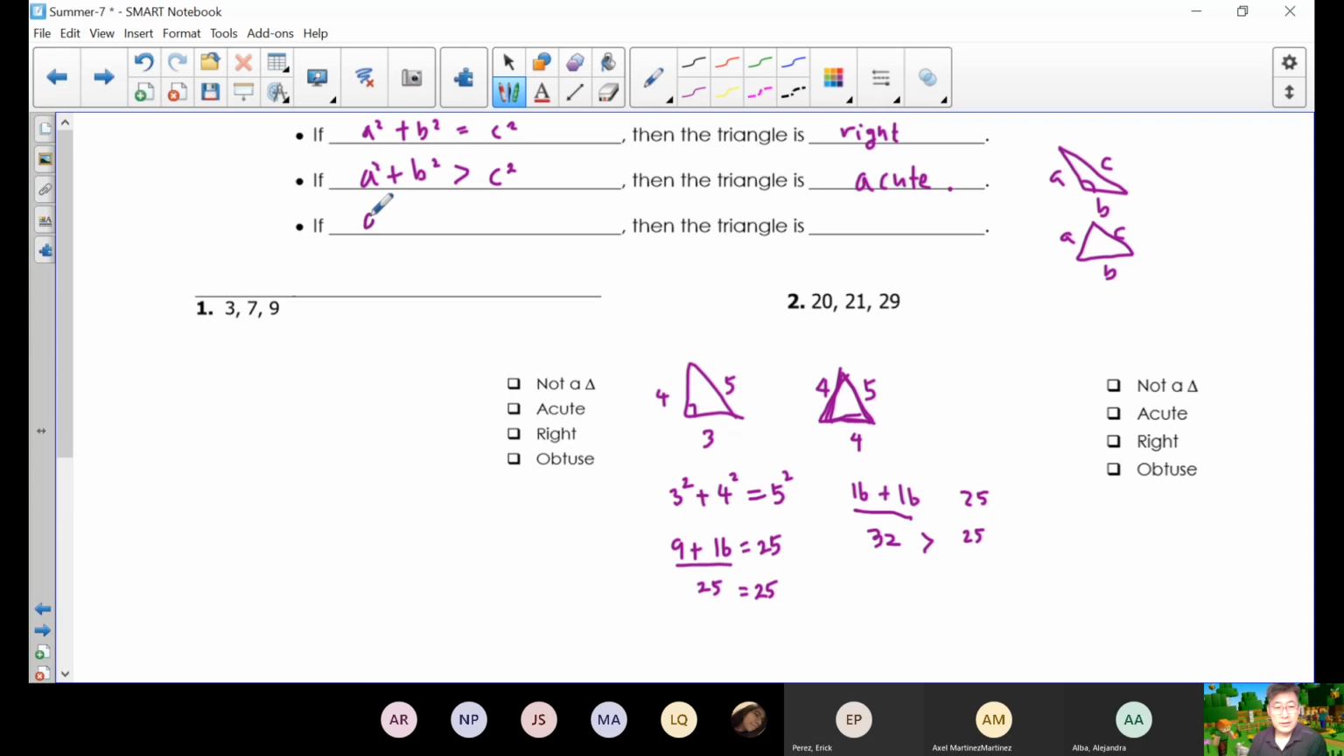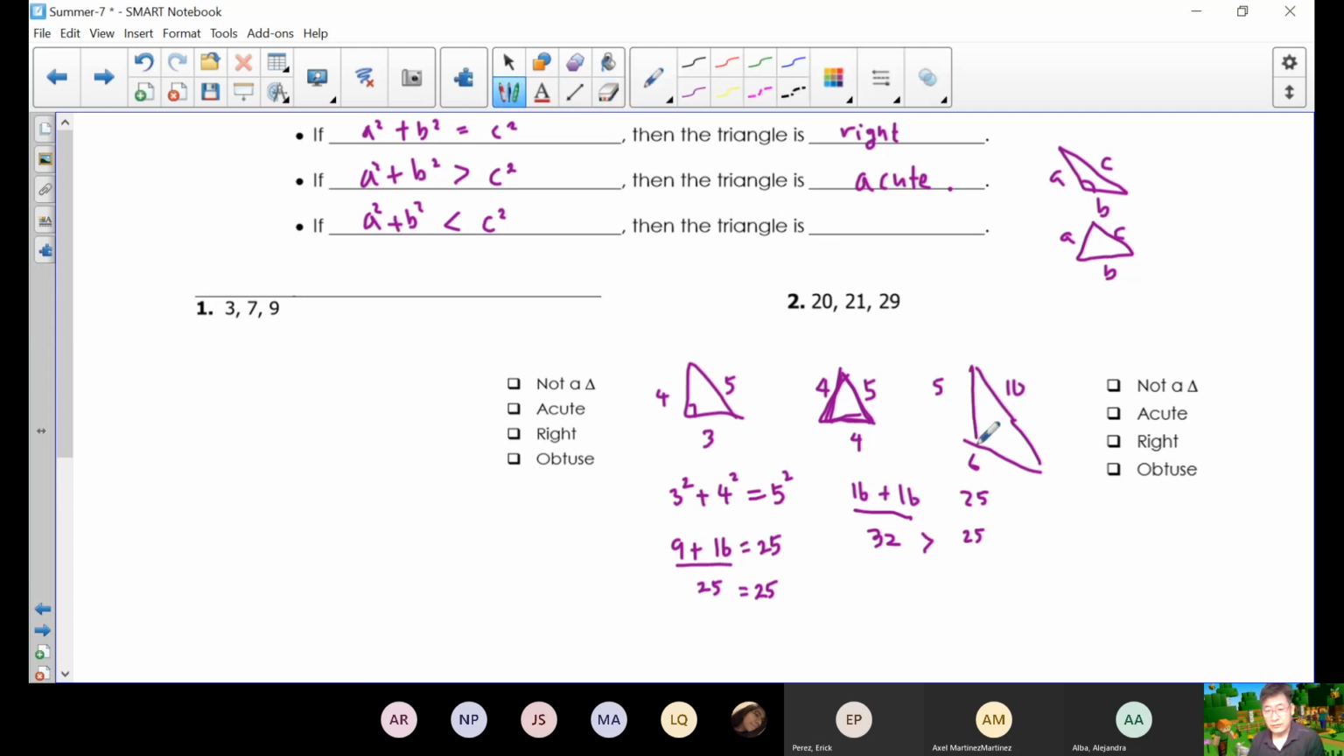What if a squared plus b squared is less than c squared? Then you have to go the opposite way, right? Let's think about it. I have a triangle where this line is longer, which is 10. This is a 5, and this is a 6. The hypotenuse line is longer, right?